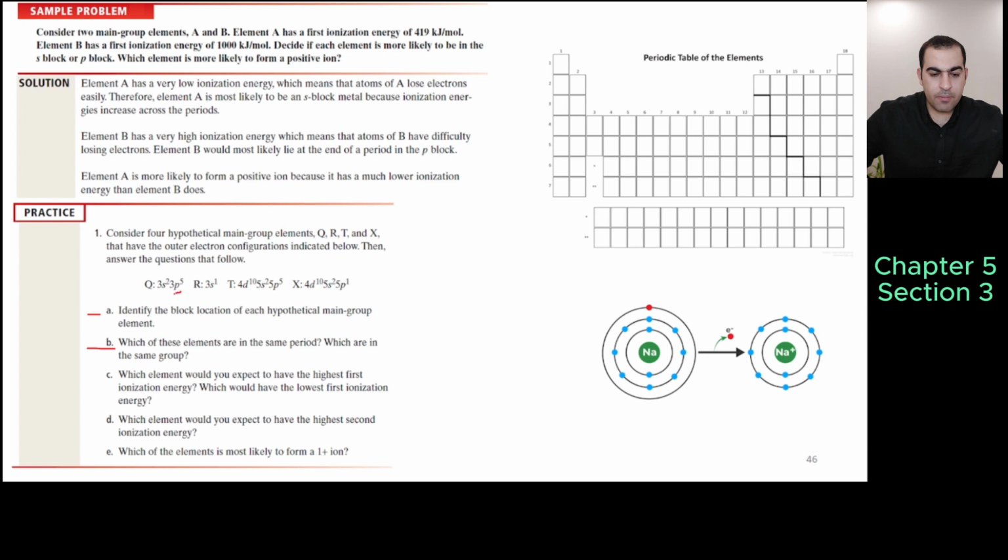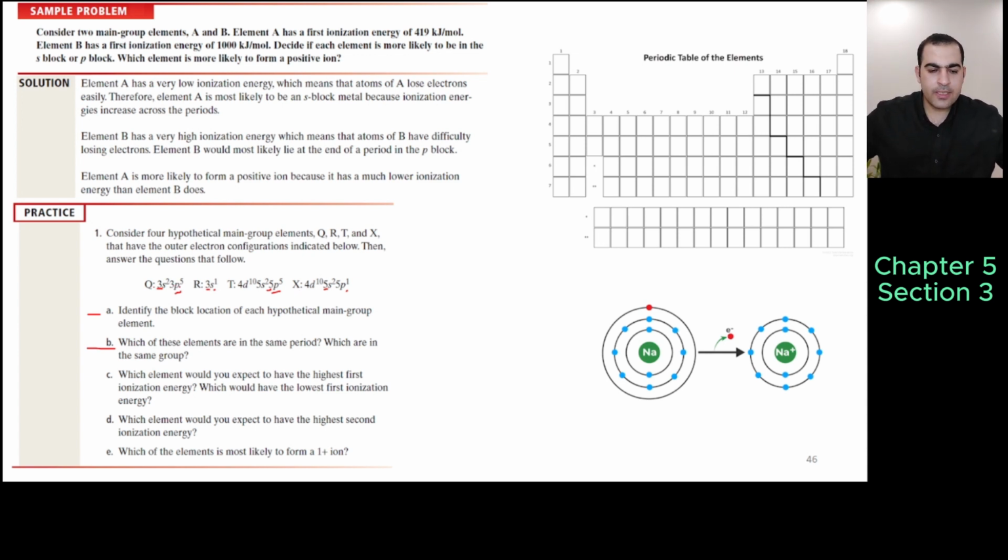Q is in the P block, R is in the S block, T is in the P block, X is in the P block. So Q, T, X are in the P block, just R is in the S block. Then period. For period, we look at the highest occupied energy level. Q is in the third period, R is in the third, T is in the fifth period, and X is in the fifth period too. So T and X are in the same period. Q and R are also in the same period, but their period is different than T and X. Q and R are in the third period, T and X are in the fifth period.